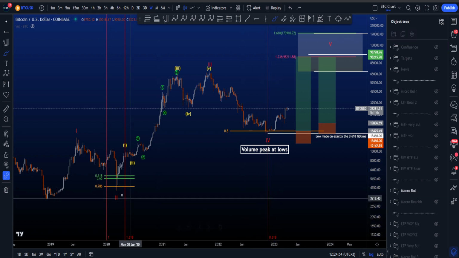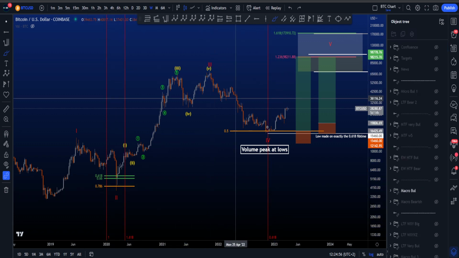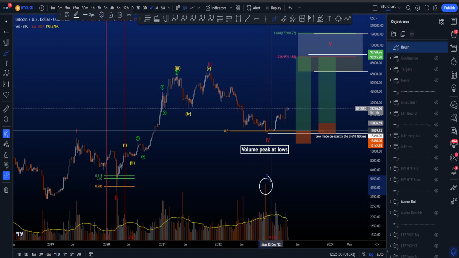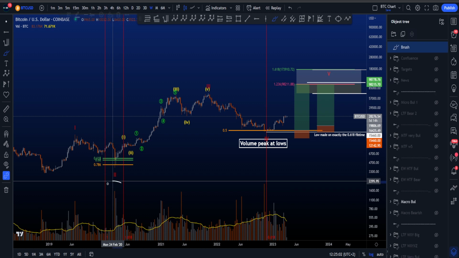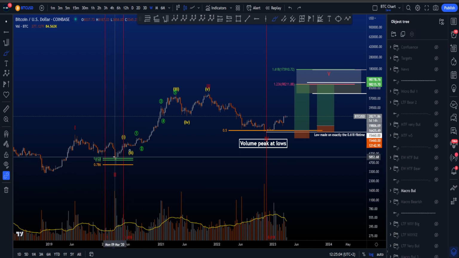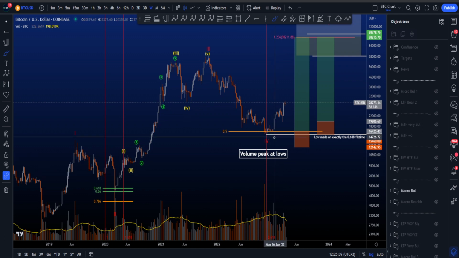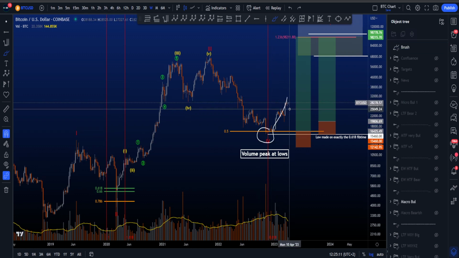also bouncing exactly on the 0.6 fib time taken from also the low of 2 to the high of 3, and we also had a volume peak at the lows right here, which can also signal a reversal area, just like it did with the lows of wave 2 over here, after which we got a very nice wave 3 to the upside. It can also signal the end of wave 4 before then I move to the upside.